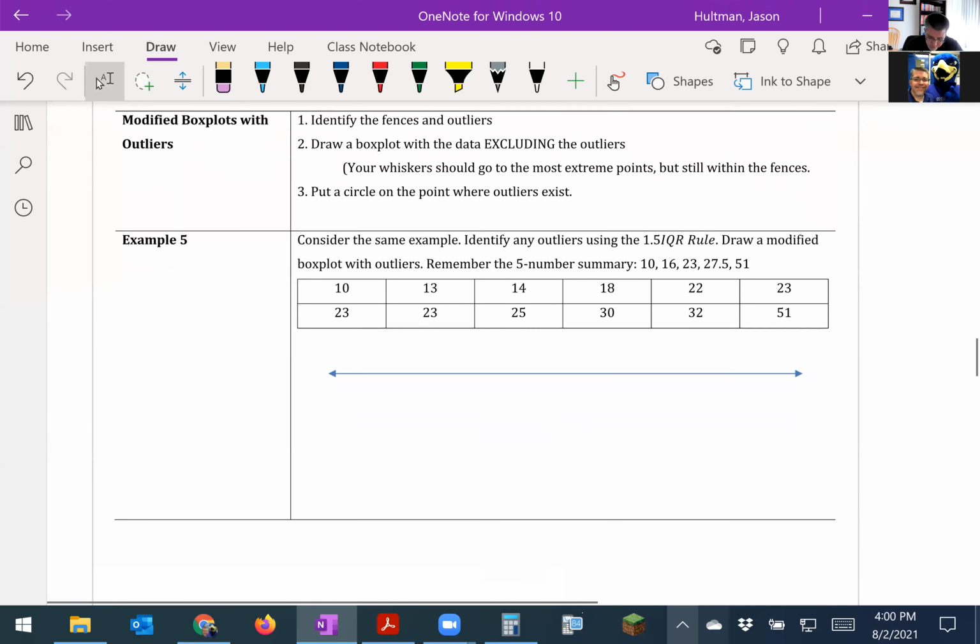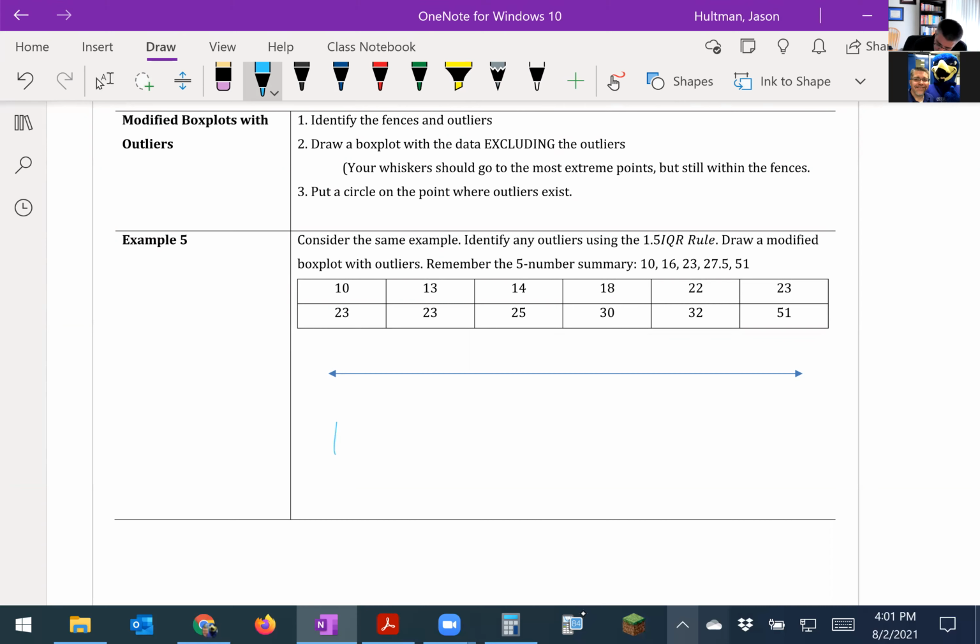Okay, let's do a modified box plot with outliers. Consider the same example that we did before, but now we want to identify any outliers using the 1.5 IQR rule.